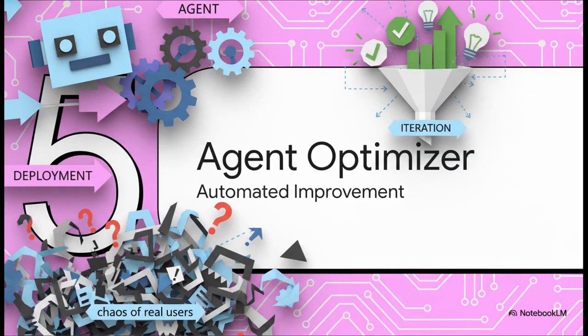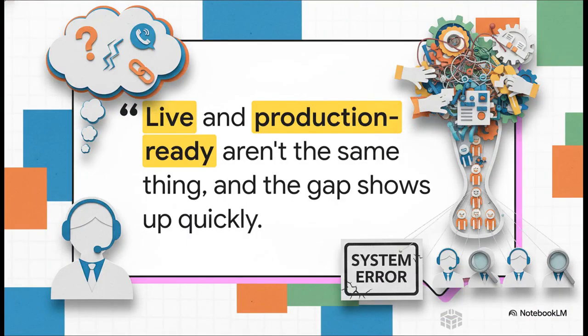Moving to Section 5, the Automated Agent Optimizer. I absolutely love this quote from the source material. Live and production ready aren't the same thing, and the gap shows up quickly. It is so true. Your live customer support agent might forget to ask for an order number, or it starts offering advice it really shouldn't. Fixing that usually means manually tweaking the system prompt, testing it by hand, and just praying you didn't accidentally break something else. When you are managing multiple enterprise agents, this manual tweaking becomes a massive, crippling bottleneck.